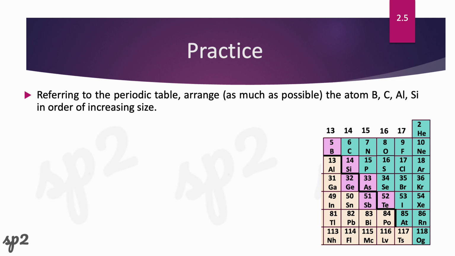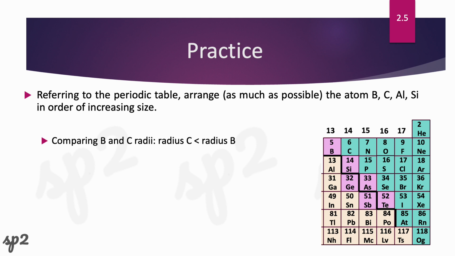Okay, so looking at the first practice, we are referring to the table. So I have a portion of the table that is needed for this question. And we'll try to arrange as much as possible the atoms B, which is boron, C, carbon, Al, aluminum, Si, which is silicon, in the order of increasing size. And to me, it's always the best to do the comparison in pairs.